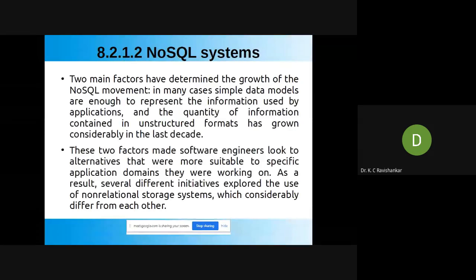Am I audible now? Hello? Yes, sir. Okay. There was some glitch in the power connectivity and the network connectivity. So let me start again.